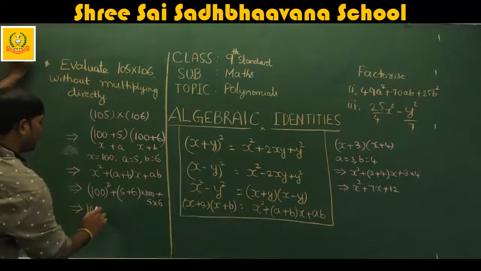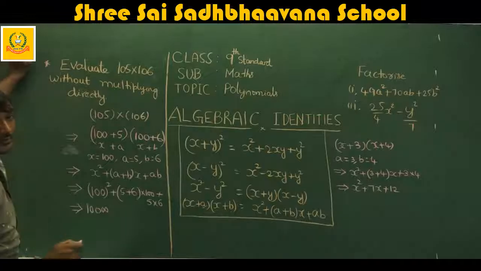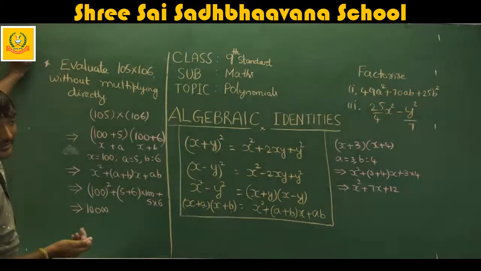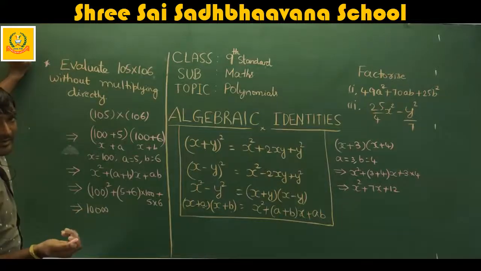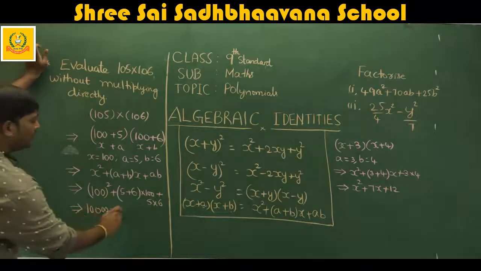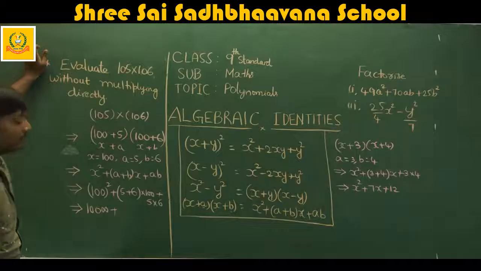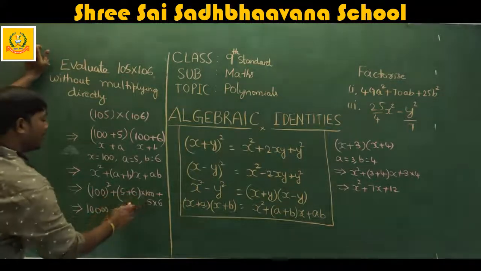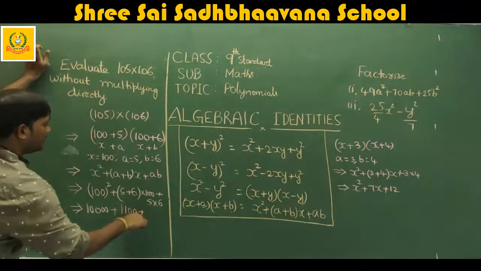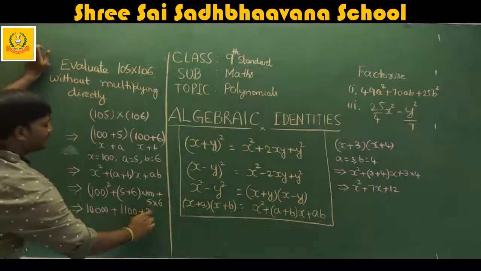What is 100 square? You can easily tell. 100 square in the sense, 2 more zeros get added, that's all. So it becomes 10,000, isn't it? And 5 plus 6, how much? 11. 11 into 100, 1100, plus 30.